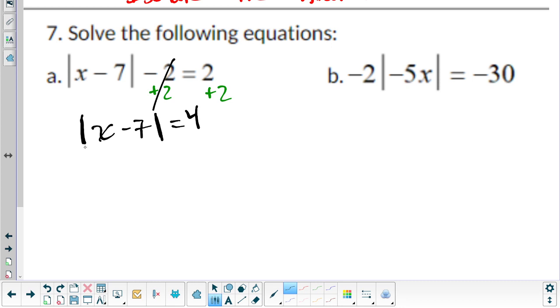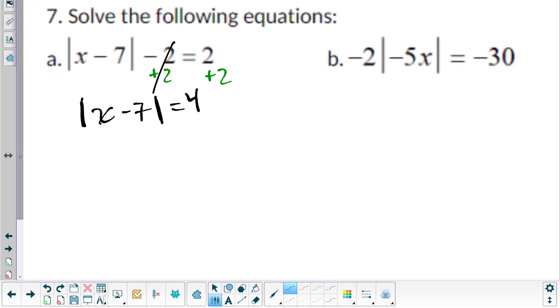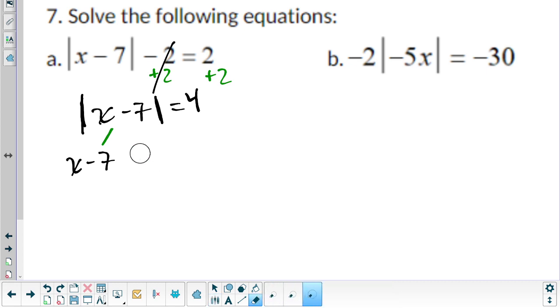And now to solve this, I need to think about what the absolute value function does, okay? Remember, when I plug something into an absolute value, if it's negative, it just spits out the positive version of that number. If it's positive, it keeps it the same, right? So really, I know that this problem right here, x minus 7, I want the absolute value of this thing to be equal to 4. Well, the two ways for that to happen is if x minus 7, the inside of my absolute value, just equals 4, right? Positive 4.